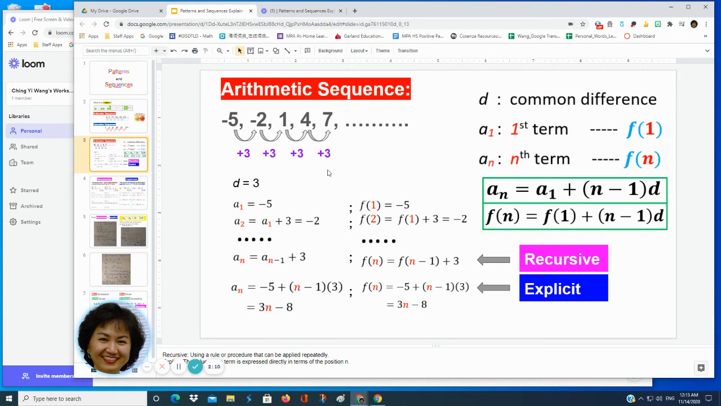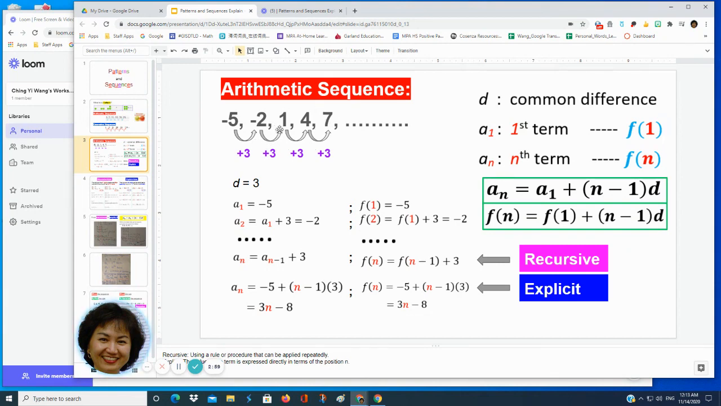Here we are going to learn more detail about the arithmetic sequence. We have to learn some terminology first. The first one, this d is for common difference. a sub 1 is the value for the first term. Some people use a function notation, f of 1. That means the value at position 1. a sub n is the nth term. Some people write it as f of n. It means the value at position n. We call these numbers terms.